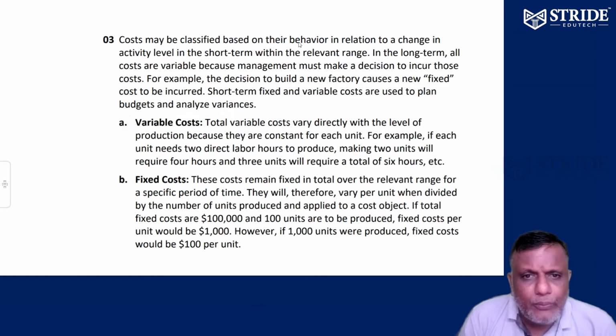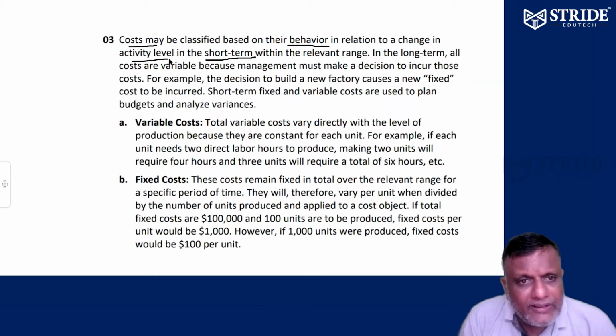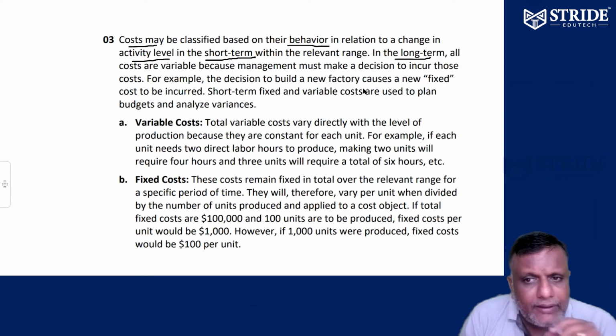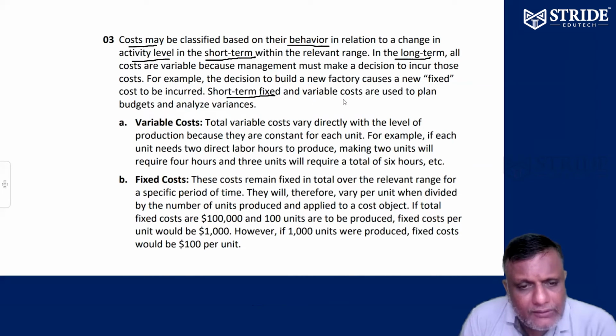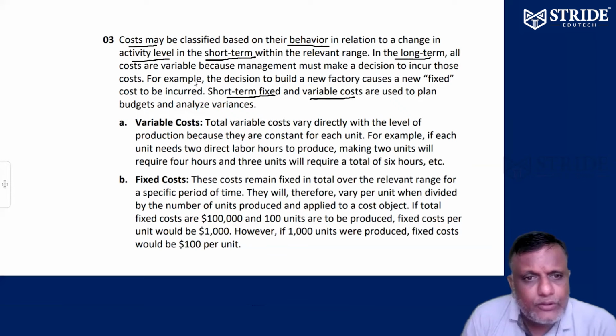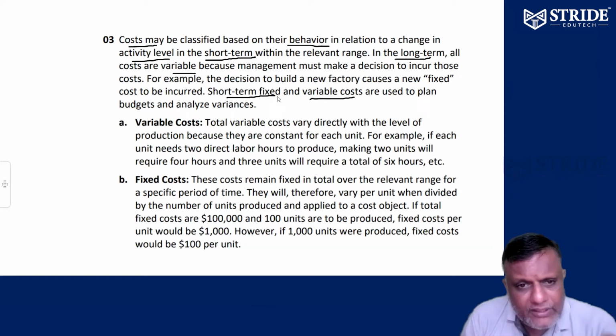Next one. From a behavior point of view, cost can be classified into variable and fixed. Generally, within a short time, the activity level is going on in the production area, for the long term and the short term. For example, in the short term, both fixed and variable cost are going to happen, and in the long term also variable cost is going to happen. So generally, long term means variable cost. Sometimes fixed cost also happens in the long term, but short term means fixed and variable. You have to analyze fixed and variable costs in the long term as well.